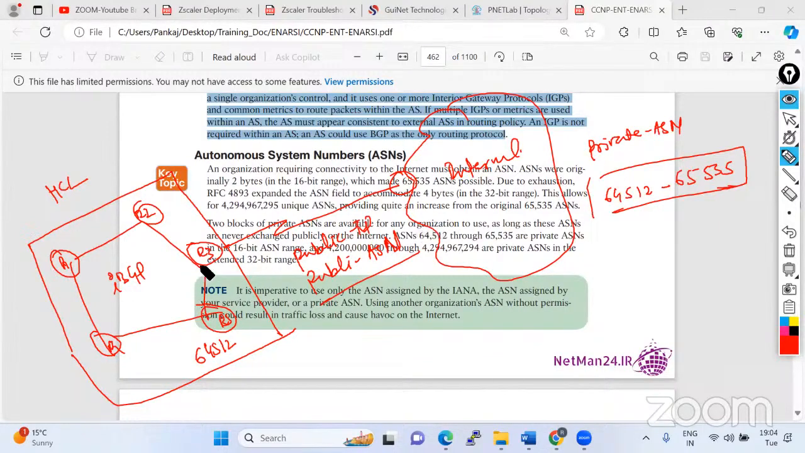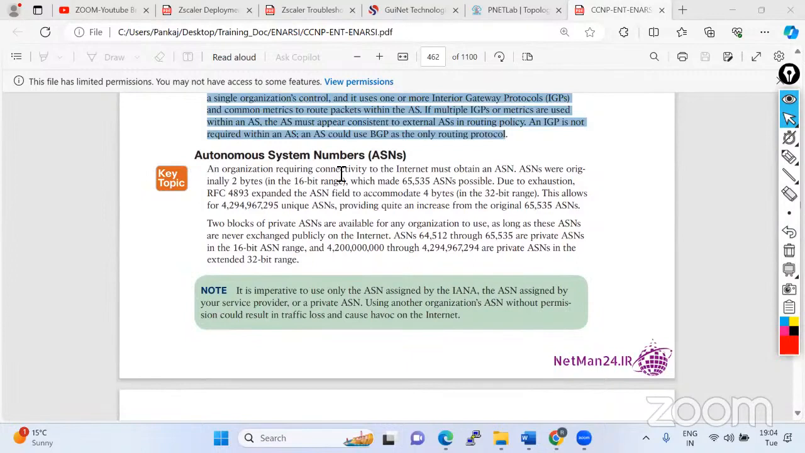So basically, inside the network we can stay with the private one, but the moment we have to talk outside my internal network, I have to go on the internet, then a public AS number and a public IP are going to be required. And who is going to provide them? That is the Internet Assigned Numbers Authority, IANA. It gives the public AS number. You can see here they are talking about an organization that requires connectivity to the internet must obtain the AS number.